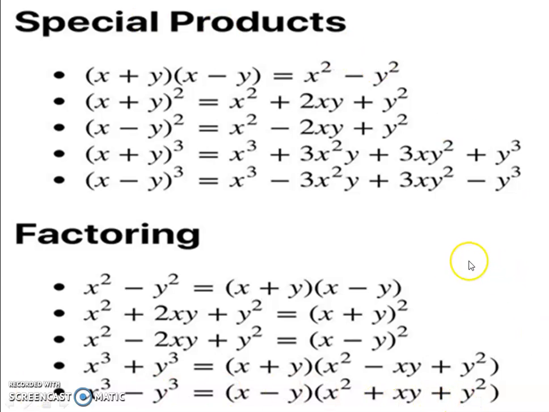So in today's lecture we discussed proper and improper fractions and these product rules. The lecture is over.